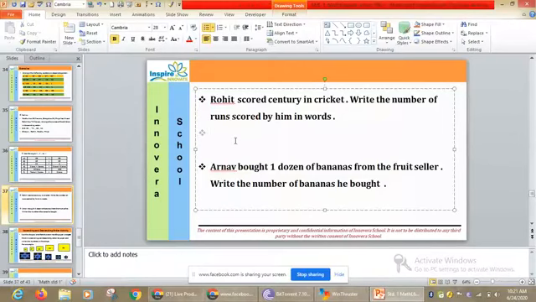Okay. The next, story problems. These are called story problems. Rohit scored a century in cricket. So Rohit likes to play cricket and he has scored a century. क्या बनाया उसने? क्रिकेट में सेंचुरी बनाई. Century means what? I've shown you one example. Sachin Tendulkar has made a century in cricket. He has made many centuries in cricket matches.